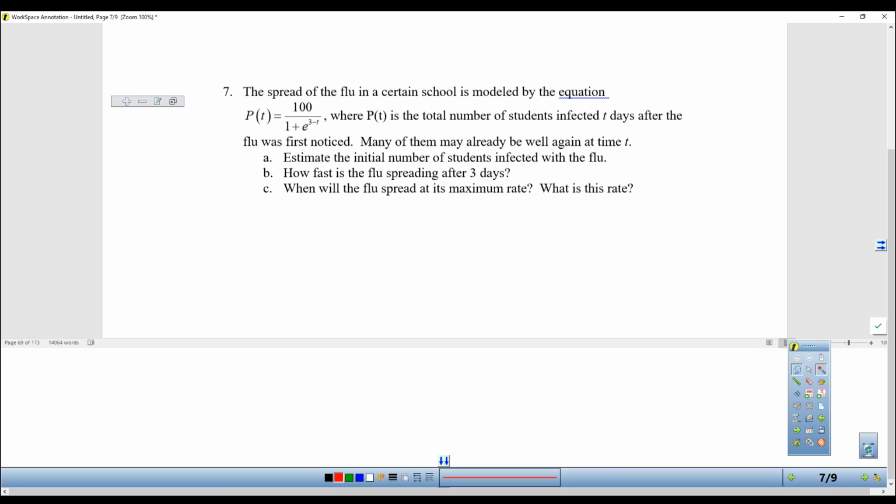The spread of the flu in a certain school is modeled by the equation P of t is equal to 100 over 1 plus e to the 3 minus t, where P of t is the total number of students infected t days after the flu was first noticed. Many of them may already be well again at time t. Estimate the initial number of students infected with the flu. So whenever you see initial, that always means t is equal to 0, means at the start.